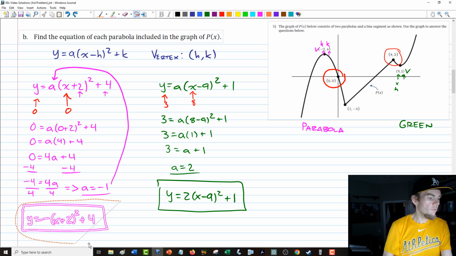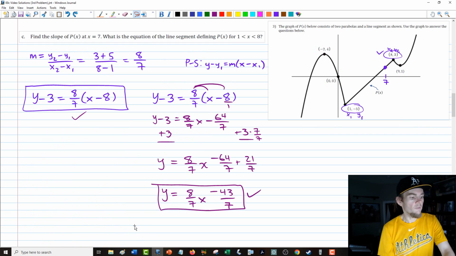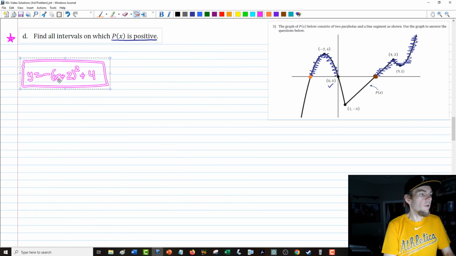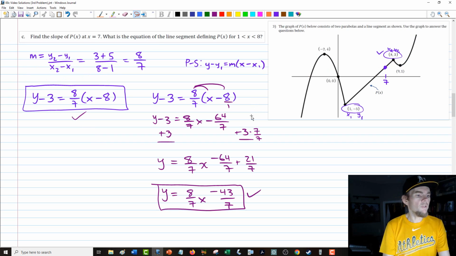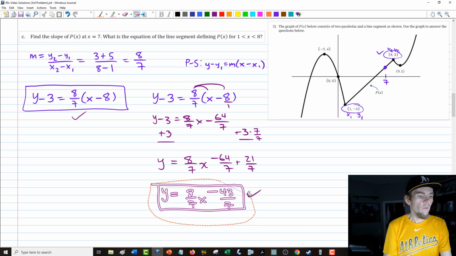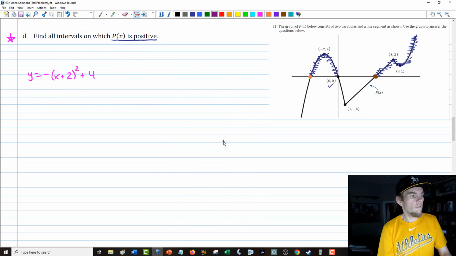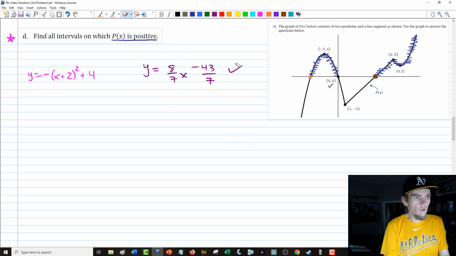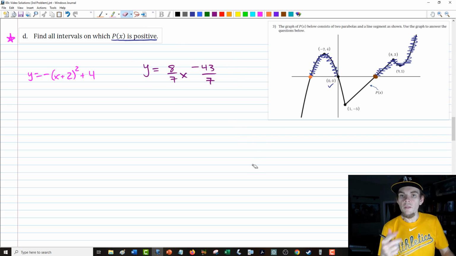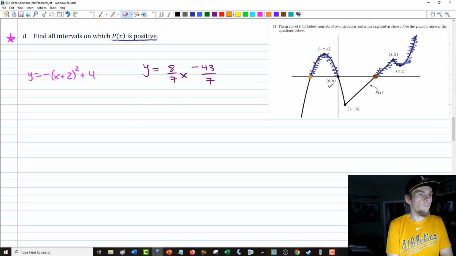The parabola on the left was given by this: negative quantity x plus 2 squared, all plus 4. So I'm going to bring that back around. And then likewise, we just played with the equation of the line. We got that right over here. Those intercepts and slopes are a little bit rough. But basically, there we are. Those are our two equations.